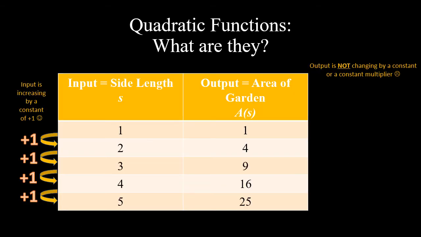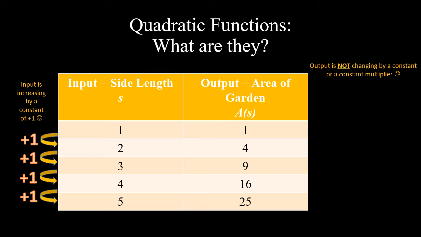So again, let's quickly keep reviewing section 4.1. We discovered this idea of the second order. What did it mean? What we were doing was looking at how the side length of a garden affected the area of a garden. And we discovered that when we had this table of values with those two variables, it was in fact a quadratic function. And how did we discover that? Well, we saw that our input was increasing by a constant.